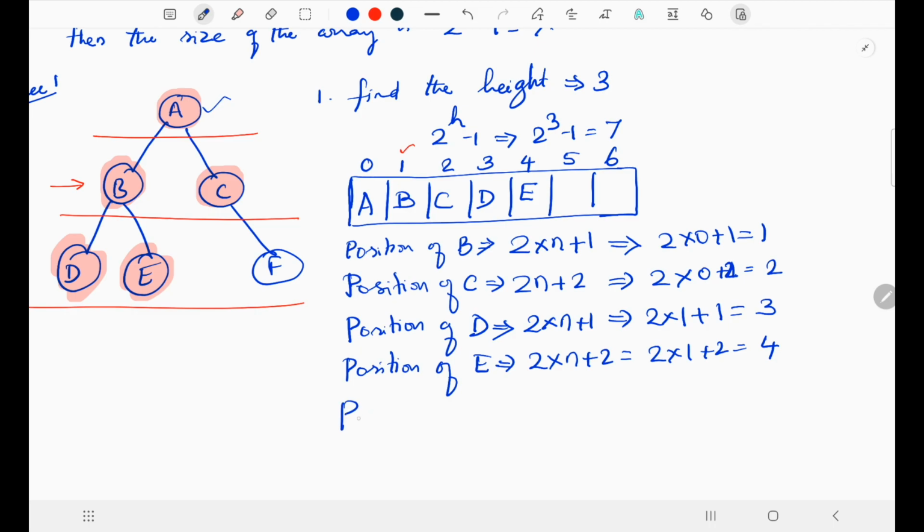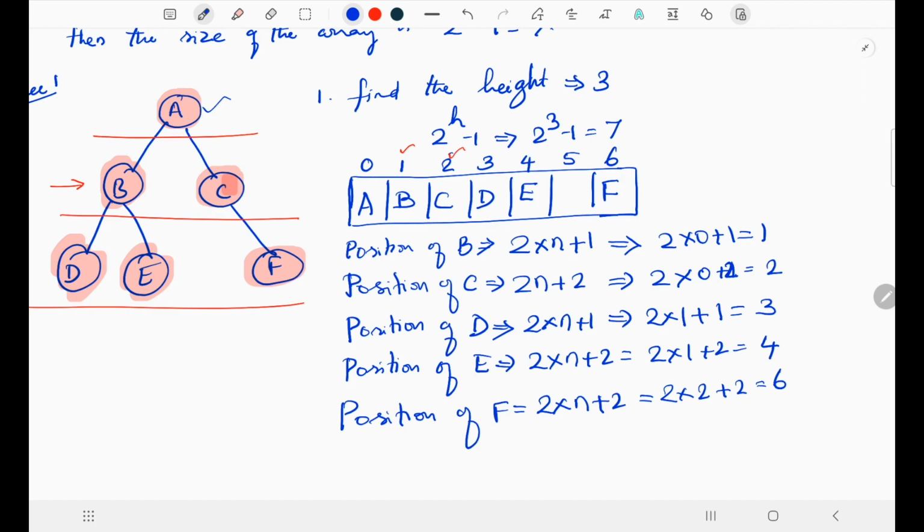Now position of F. F is the right child of C, right? So 2 into n plus 2. Who is the parent of F? C, that is index 2. So 2 into 2 plus 2 equals 6. So F takes the position 6.